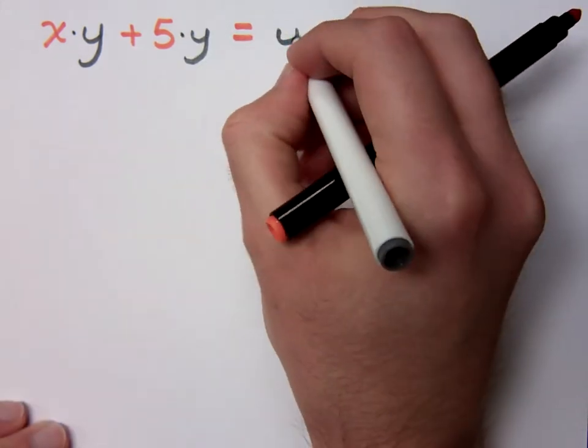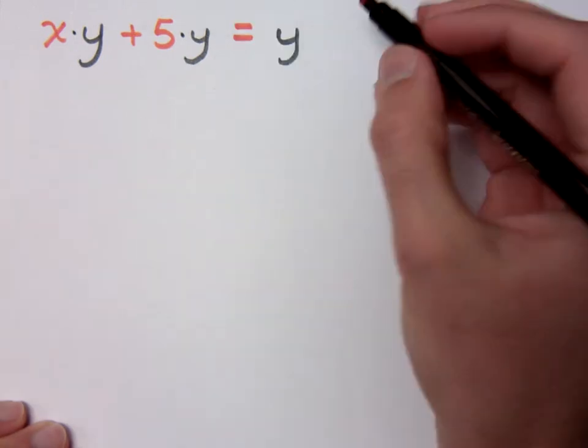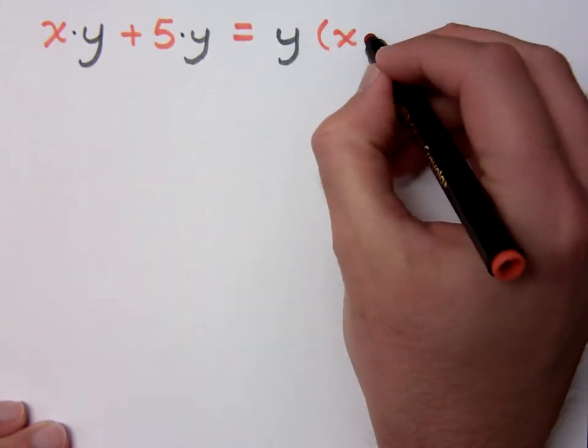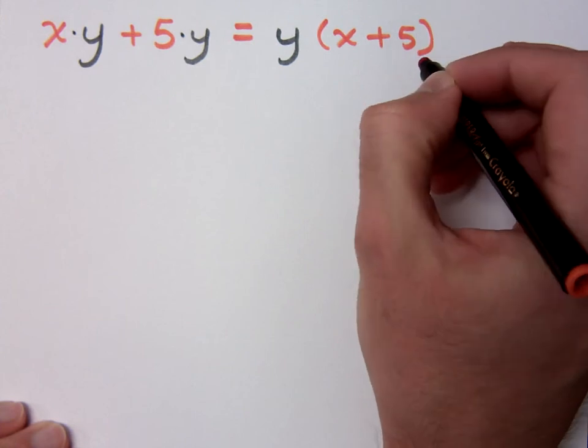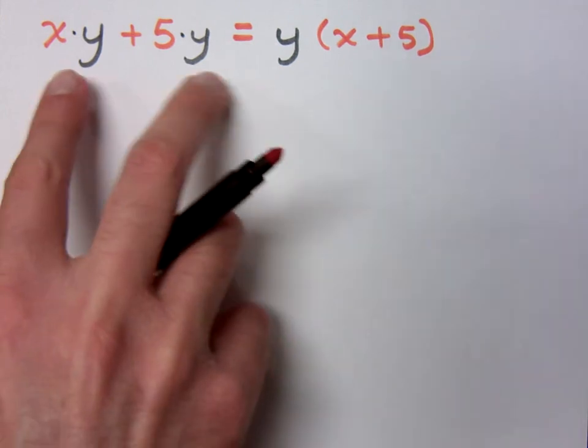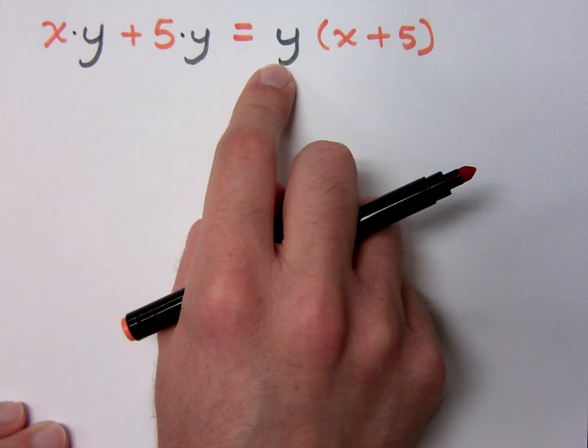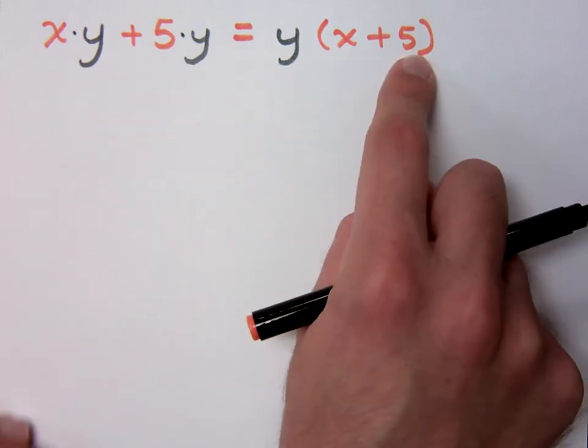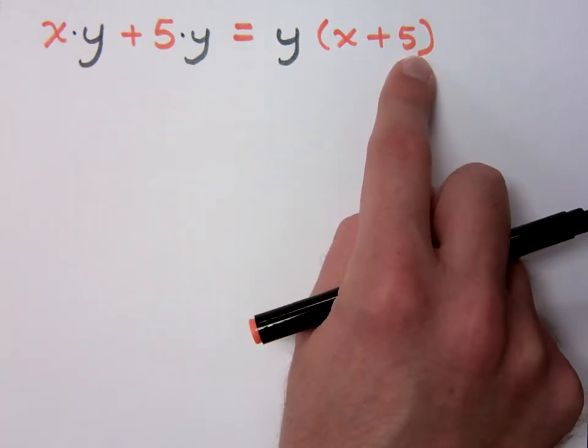Right, you use your color-coded markers here. Take out the y and you'll be left with x plus 5. Don't you see how pretty that is? You match up the colors. See, the y is a common factor and you're left with x plus 5. See, it goes right there. Who's with me on that?